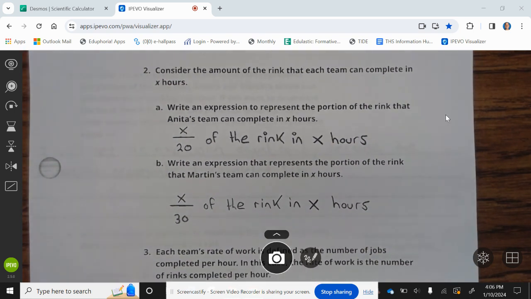2. Consider the amount of the rink that each team can complete in X hours. A. Write an expression to represent the portion of the rink that Anita's team can complete in X hours. The expression is X divided by 20 of the rink in X hours. B. Write an expression that represents the portion of the rink that Martin's team can complete in X hours. The expression is X divided by 30 of the rink in X hours.